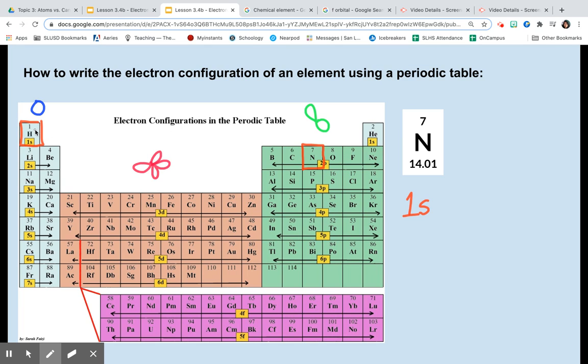How many electrons do I have here? Well, there are 7 electrons total, but I can also count the boxes to help me figure out how many electrons I have, right? So I have 1 element box, 2 element box. So in the first ring, I will have 2 electrons from nitrogen moving in the spherical shape in the first ring or energy level.